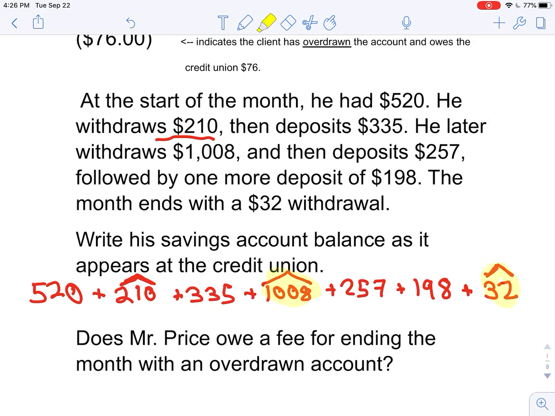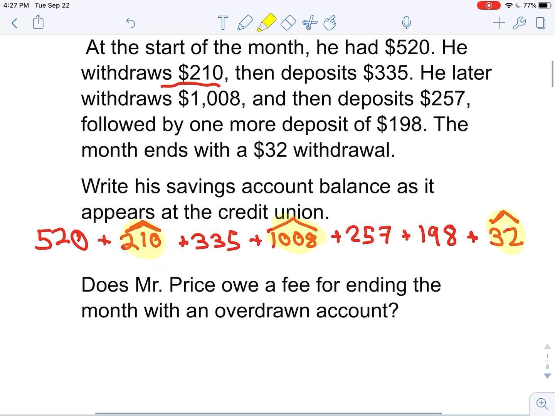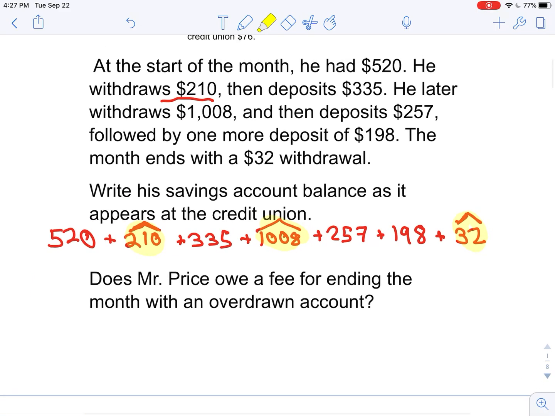So again, as you can see, I have these little hat numbers here that are indicating, I'll highlight these in yellow here for you, negative values, amounts that draw down the cash. I hope that makes sense for you guys. So, question, do I owe a fee at the end of the month for an overdrawn account? The answer is yes, I owe a fee if my answer is below 0.